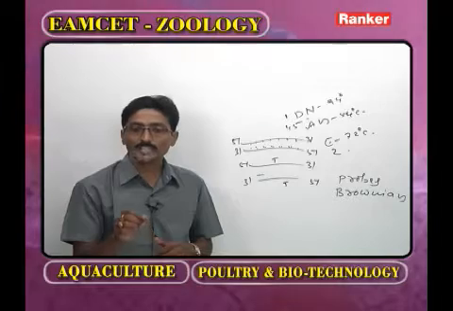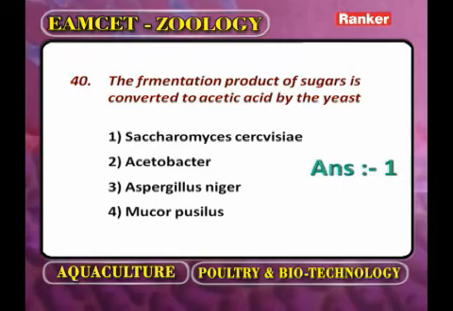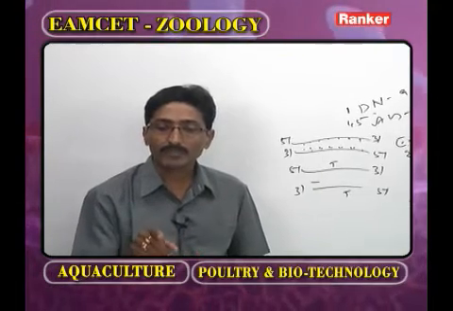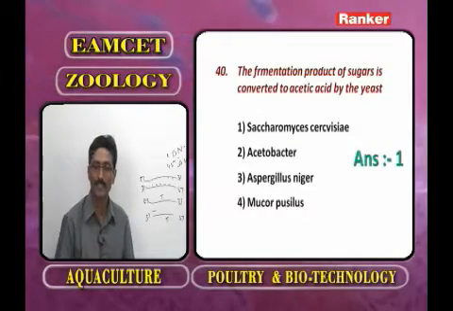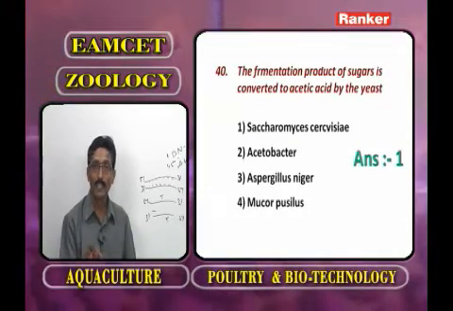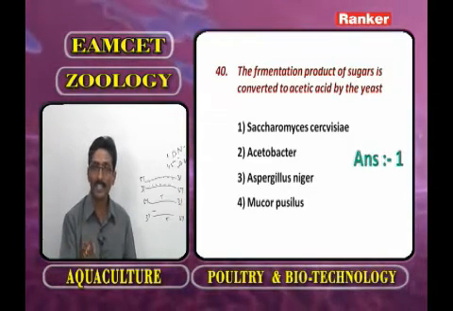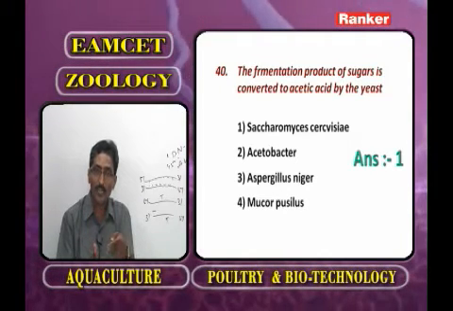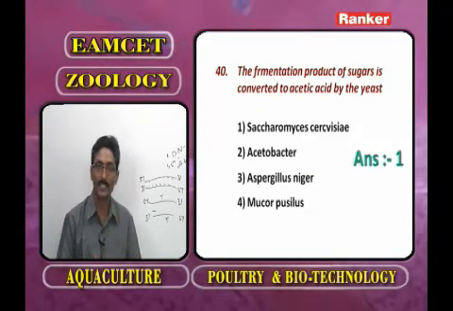Now the next one: the fermentation product of sugars is converted to acetic acid by yeast. For the preparation of acetic acid, we have to use what type of microorganism? Here we are asking yeast. What type of yeast is used in the preparation of acetic acid from the sugars? Saccharomyces cerevisiae. If it is a bacterium, the answer is Acetobacter. But here we are asking the yeast. In order to prepare acetic acid from the sugar, we use the yeast Saccharomyces.